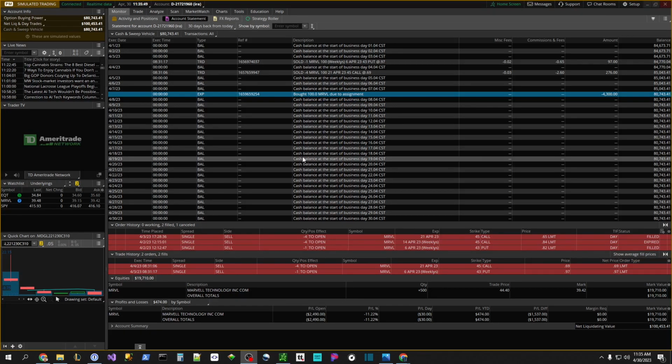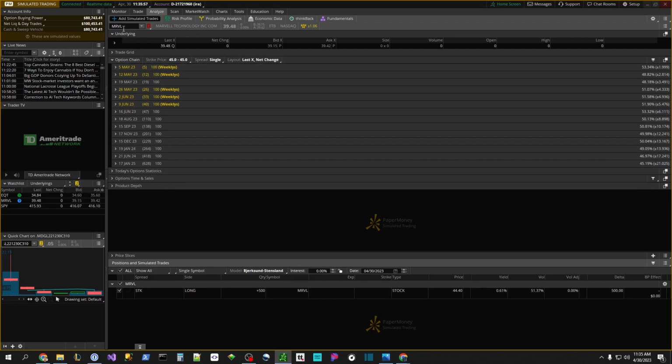All right, so here we are again on Ameritrade's Thinkorswim platform, logged into the paper trading account. What we want to do is click on the Analyze tab, make sure Marvell is selected right here, which it is. All right, and I already got the strike price set to 45 because apparently that's the last thing I was looking for in this paper trading account. So let's just see what we got here.